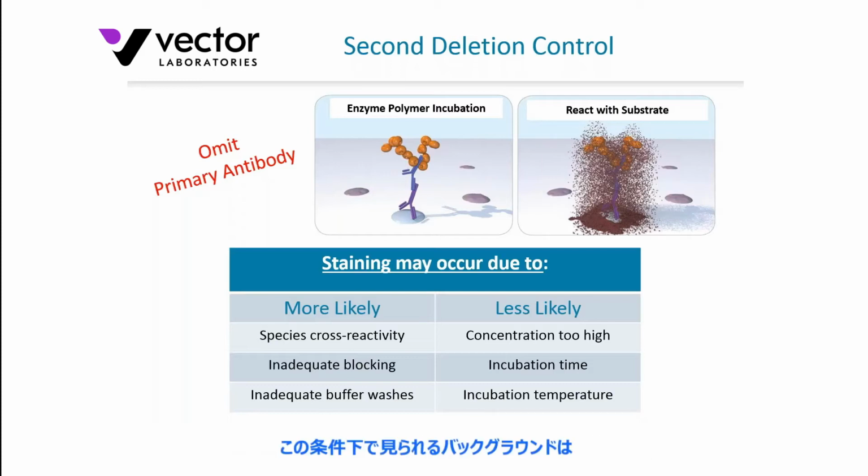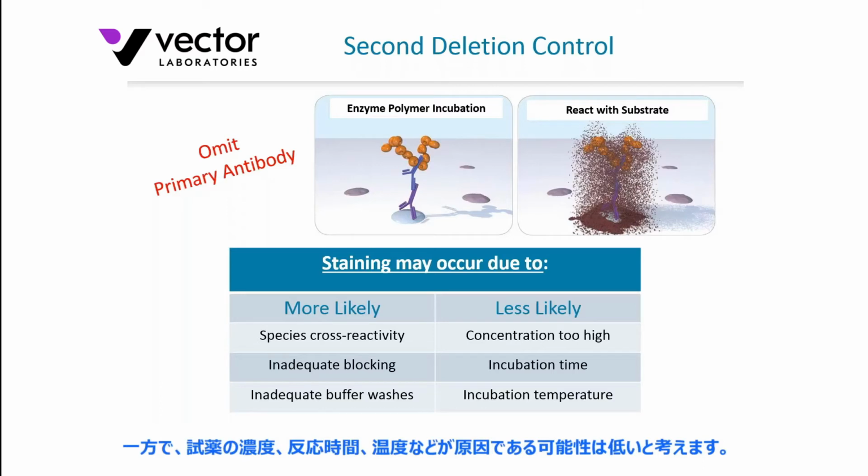If you do see staining under these conditions, more than likely, from my experience, it's going to be due to species cross-reactivity of that secondary detection reagent, either with something inherent in the tissue or the detection reagents, potentially inadequate or inappropriate blocking, or possibly inadequate buffer washes, skimping on those buffer washes. Less likely would be a concentration factor or indeed incubation time or temperature.